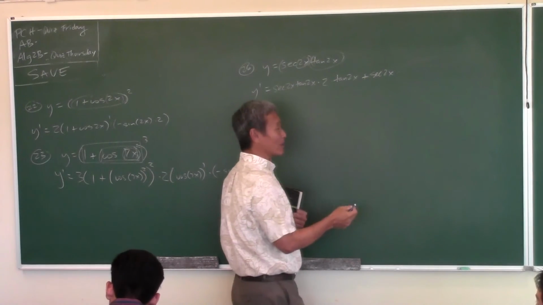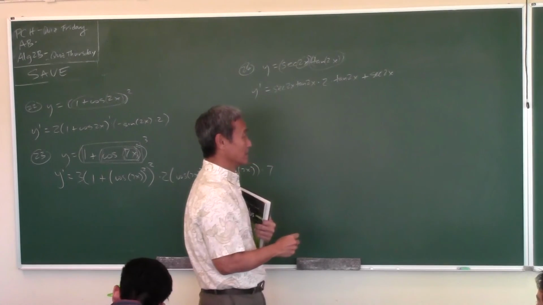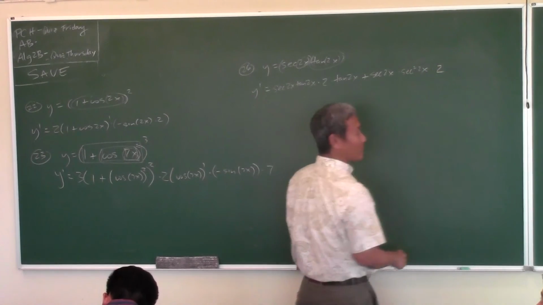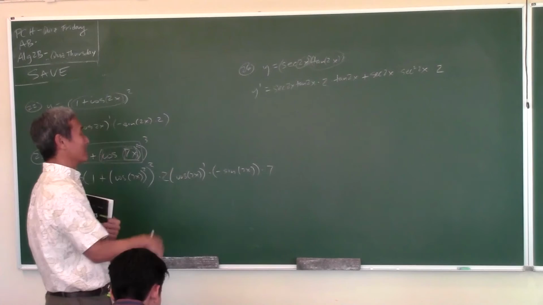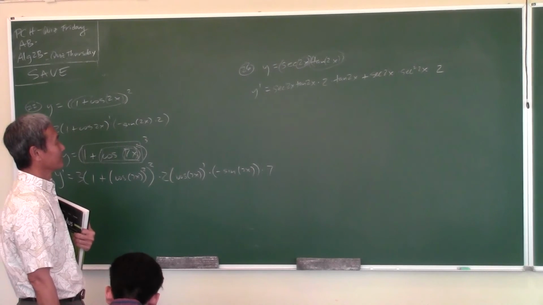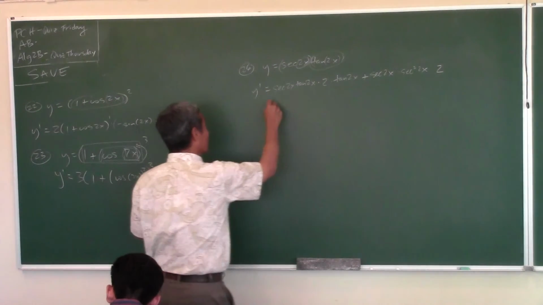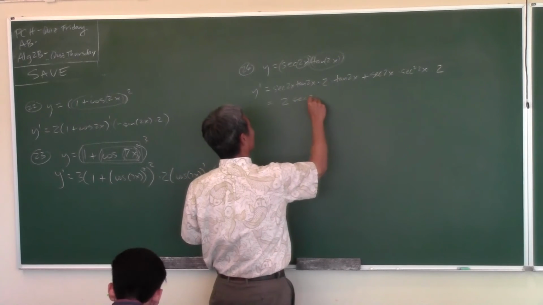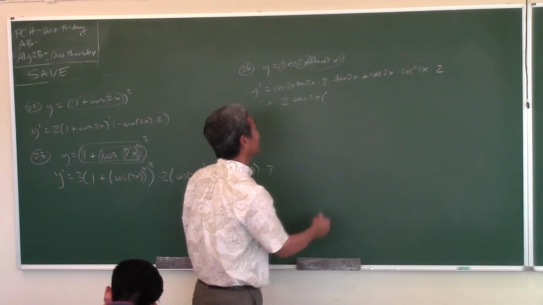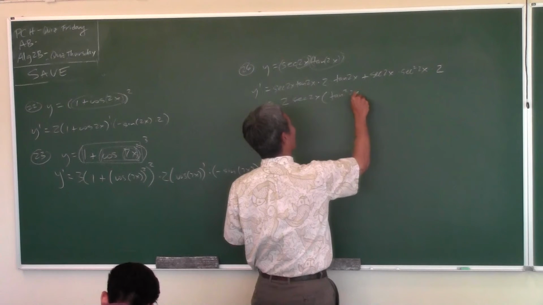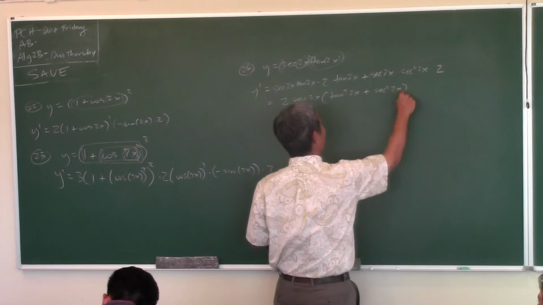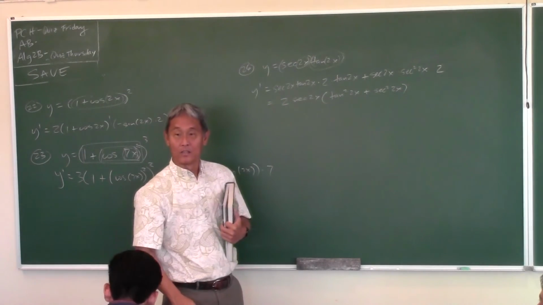Now, what is the second one? Tangent box. The derivative of tangent box is secant squared box times the derivative of the box. And I will leave this simplifying to you. All you have to do is factor out a 2 secant x. Okay, I'll do it. You factor out a 2 secant, what's going to be left? Can't even do that? Tangent squared 2x plus secant squared 2x.